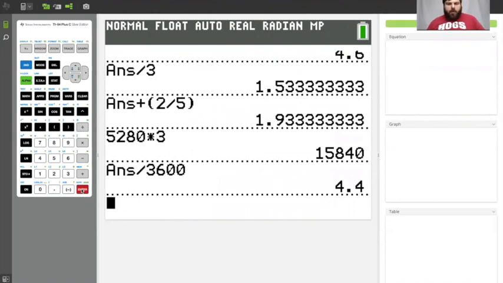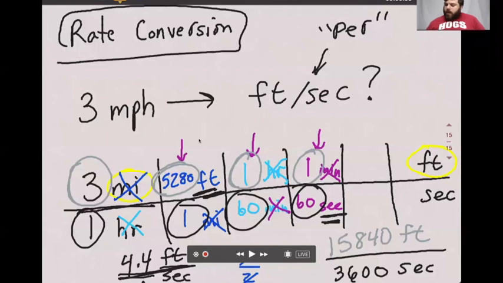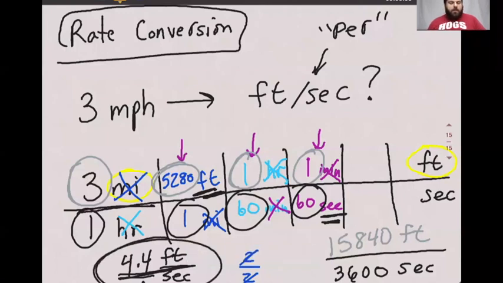Remember, this would be 4.4 over 1. So 4.4 feet per 1 second. Well, you can't see what I'm doing, can you? So what I wrote down here was the answer, 4.4 feet per 1 second. Now remember, we don't usually write the 1. We usually just say 4.4 and then put the units at the end, feet per second, because it's a unit rate.